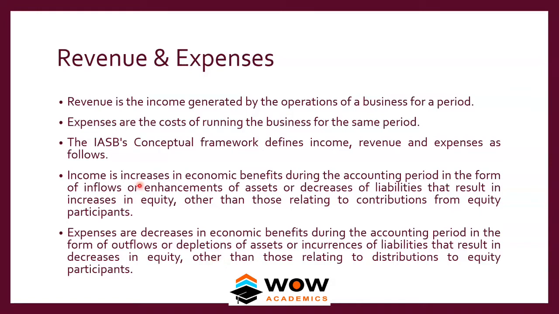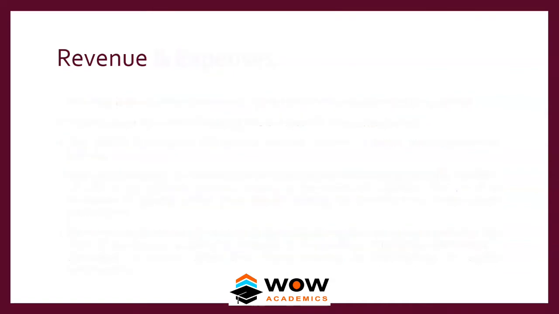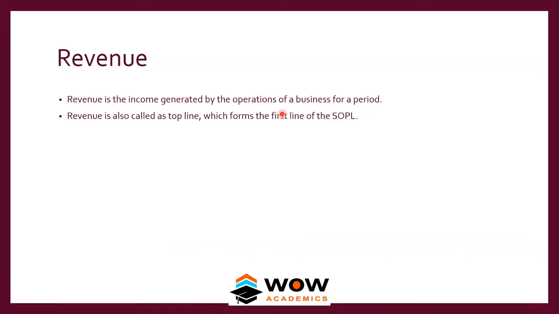Okay, so income is any increase in economic benefit, expenses are any decrease in economic benefit, and it's only for a particular accounting period. So now we will see revenue alone in detail. See, revenue is the income generated by the operations of a business for a period. Revenue is also called the top line, because revenue is the first item in the SOPL account.